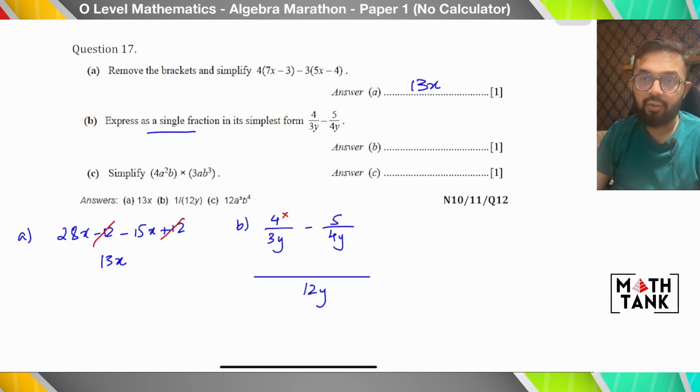Okay, what do I multiply this with? Now this had a denominator of 3y. Overall the denominator was 12y. So I'm going to say that this should be multiplied with a 4, because in order to make 3y equal to 12y, 3y is missing a multiply by 4 in the denominator, so that's what I'm doing. And this is missing a multiply by 3. So 16 minus 15, 1 over 12.